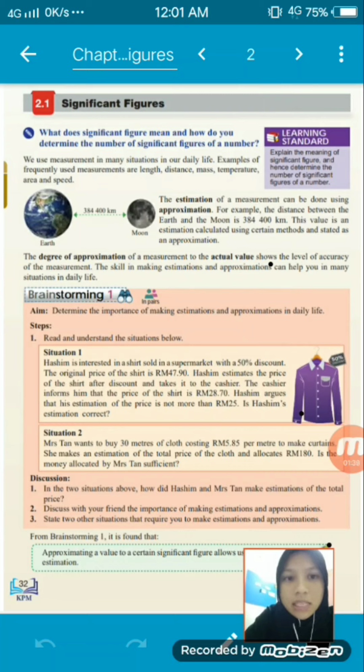For example, the distance between the Earth and the Moon is 384,400 km. This value is an estimation calculated using a certain method and steps as an approximation. Gambar gajah sebelah itu menunjukkan jarak antara bumi dengan bulan. The degree of estimation of a measurement to the actual value shows the level of accuracy of the measurement. The skill in making estimation and approximation can help you in many situations in daily life.